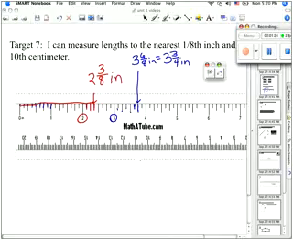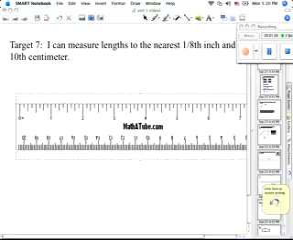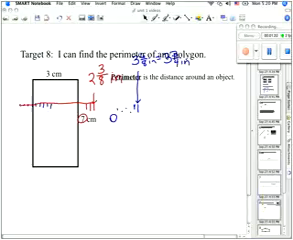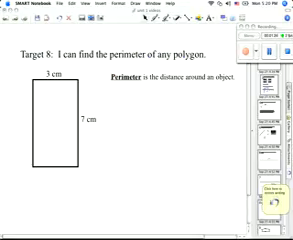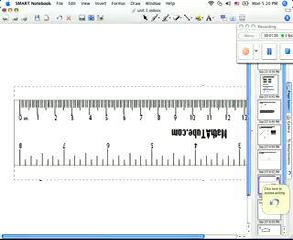The other part of this target talks about measuring to the nearest tenth of a centimeter. If we turn our ruler over, all these little lines are millimeters, and then we've got 1 centimeter, 2 centimeters, and so on. When we talk about the metric system, we use decimals instead of fractions.